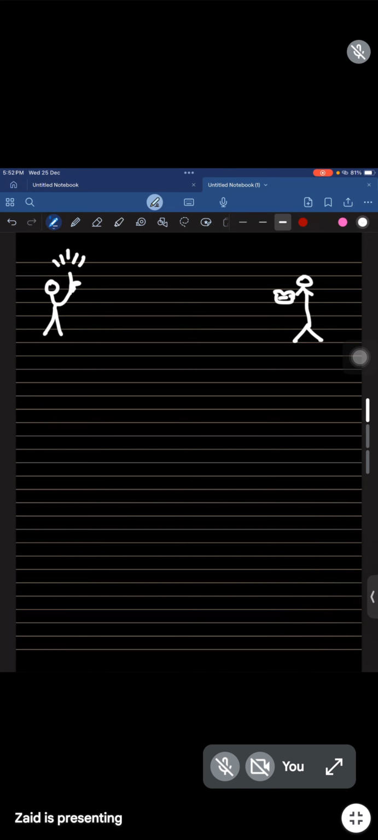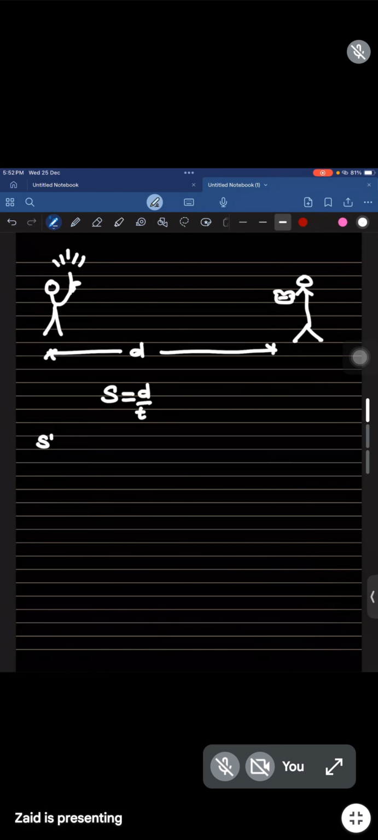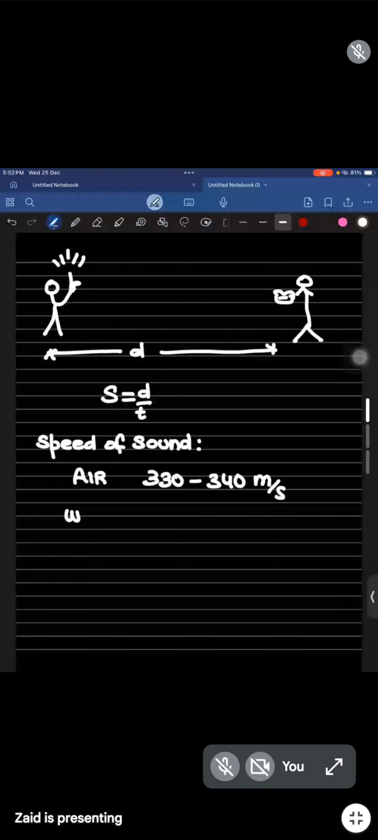The distance between them is already known to us. So we are going to use the formula speed equals distance over time, and you can find the speed of sound. You are being asked to write down the estimation. Speed of sound in air is approximately 340 or 330 meters per second. Next, speed of sound in water is around 1500 meters per second, and in metal, which is solid, it's almost 3000 meters per second.